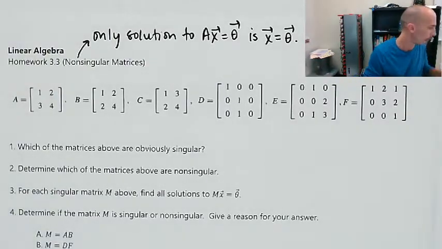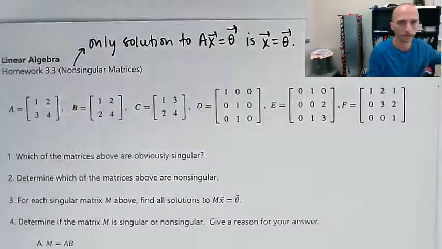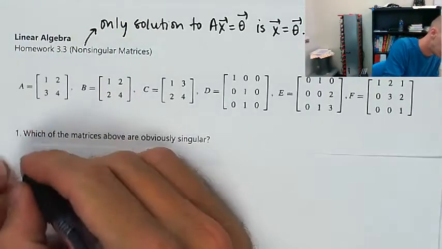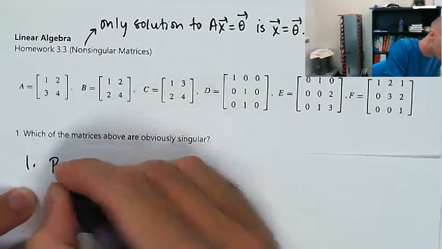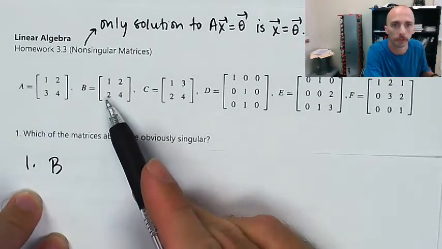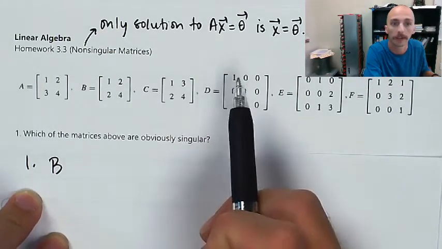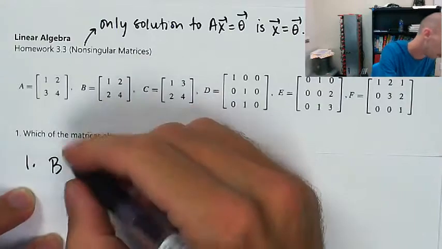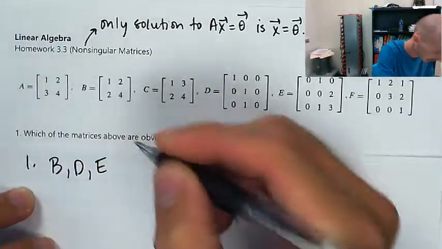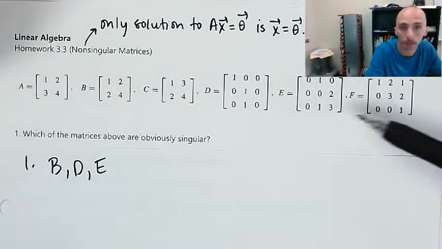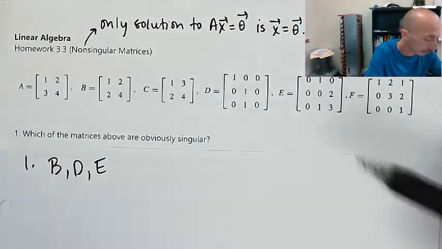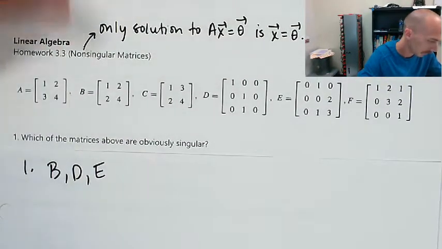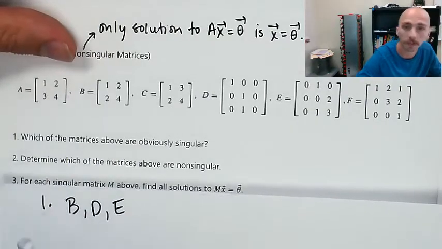Okay, just a second, bring some paper in here. Which of the matrices above are obviously singular? So I would say number 1, B is obviously singular because the second column is just twice the first column. I would say that D is obviously singular as well because of this column of zeros, and E. I can probably row reduce these pretty quickly just to show you why they're singular in a second. Okay, determine which are non-singular.